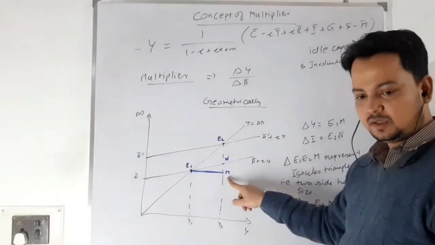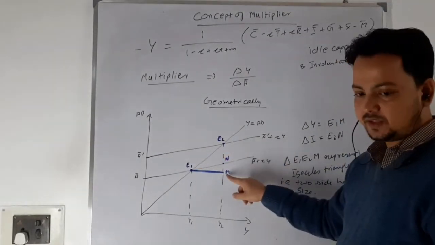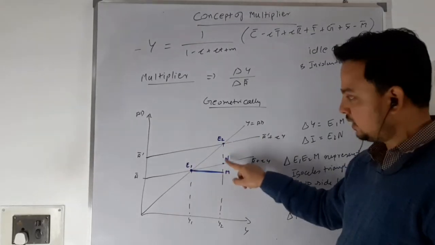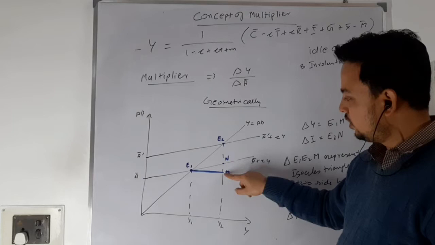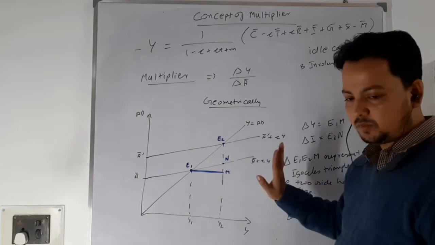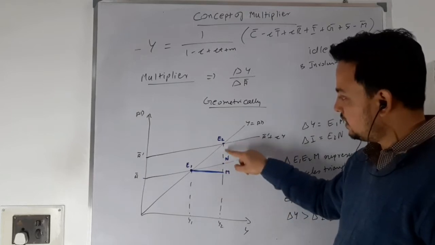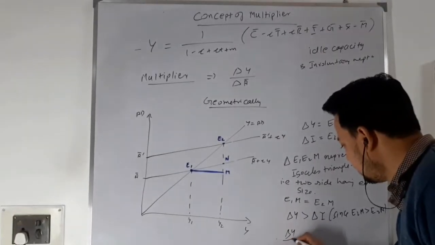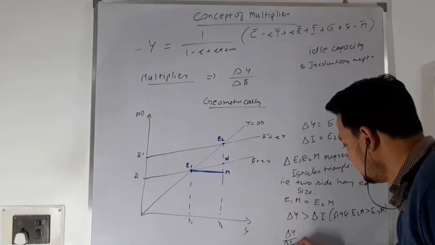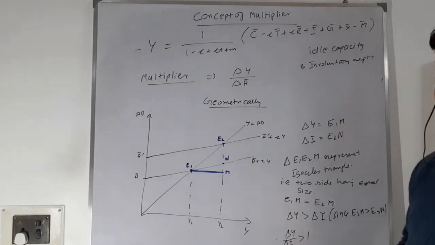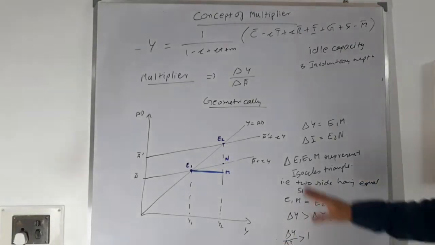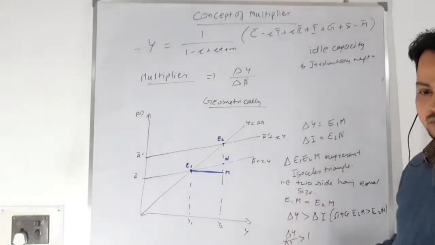E1M, okay, and this triangle represents an isosceles triangle. So E1M is the same as E2M, okay. So change in income is how much? E2M, or you can say E1M, whatever you want to say. Change in investment is E2M. So change in income is greater than change in investment, or we can rearrange this and write change in income over change in investment is greater than 1. Okay, write down. So geometrically we have shown that the multiplier value is greater than 1.